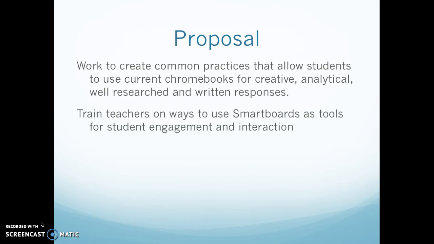We also want to look at the teachers who are using their smart boards as tools for student engagement and interaction, and we want to empower them to go around and teach our other teachers how to use their smart boards to get more out of the students.